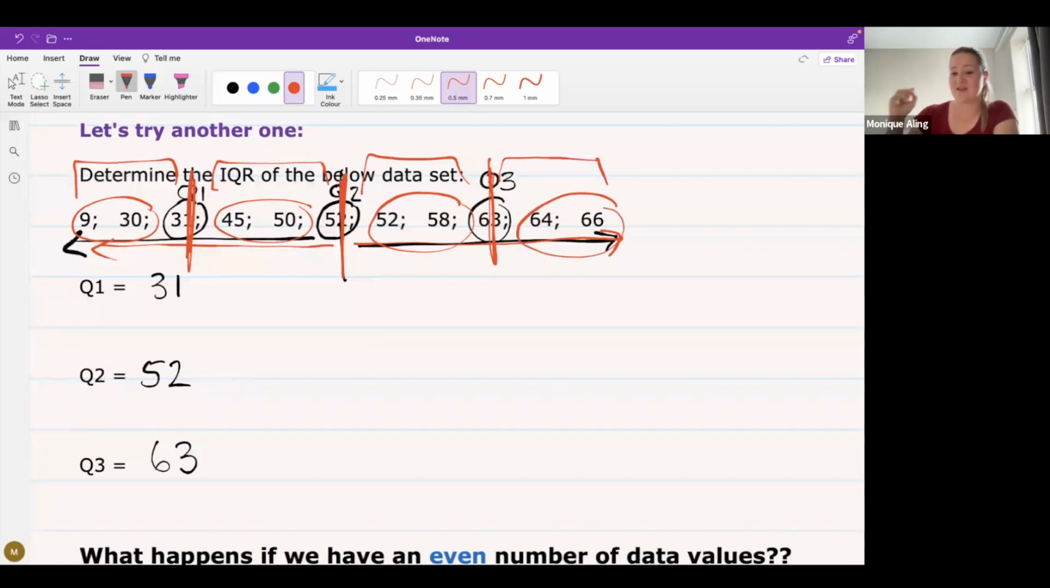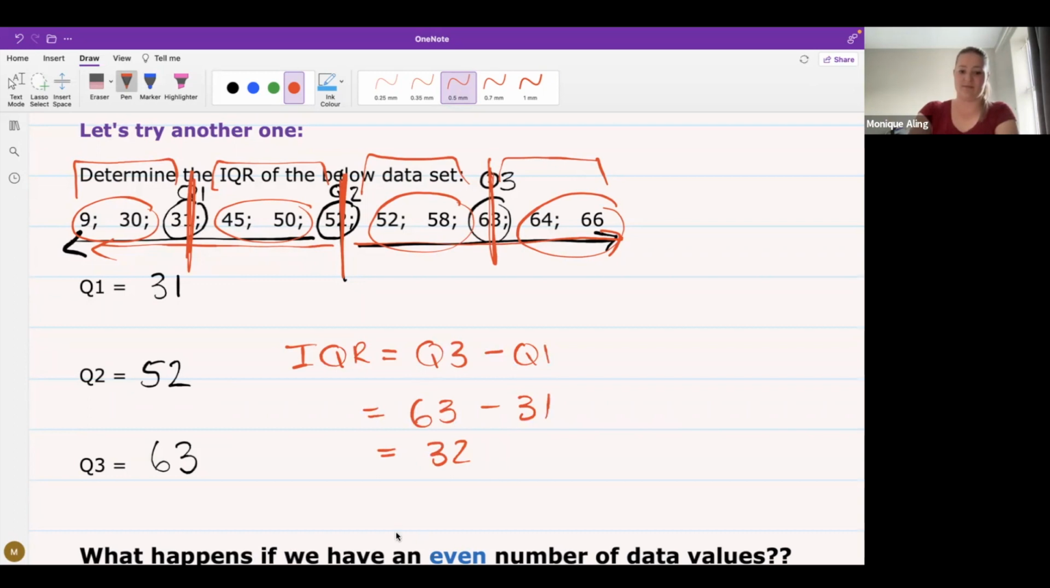Okay, so that's finding the quartiles, but then they also ask for the interquartile range, which is Q3 minus Q1. Q3 is 63, Q1 is 31, and we get an answer of 32. And I see most of you did get that right.